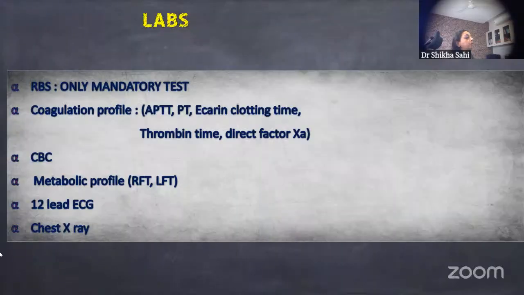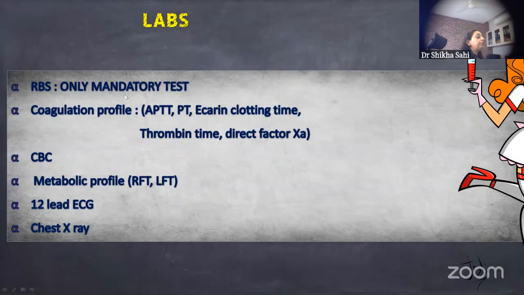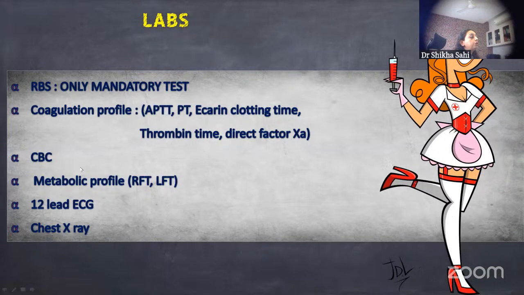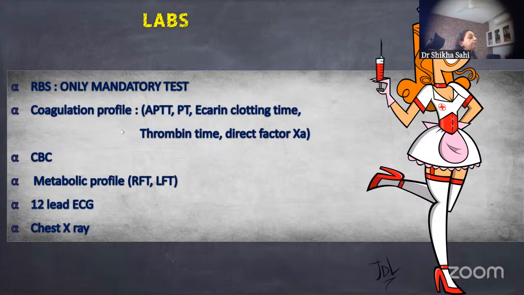So what labs? RBS is the only mandatory test which is needed. Coagulation, you have to send these investigations, but waiting for investigations to come and then starting the reperfusion therapy, this is not advised. Only time when we have to wait for this particular coagulation profile, platelet count and coagulation profile is when the patient is on a particular oral anticoagulant or low molecular heparin or antiplatelet, or there is history suggestive of thrombocytopenia, in which we are suggesting that there could be some abnormality. Otherwise, we should go ahead after checking RBS only.